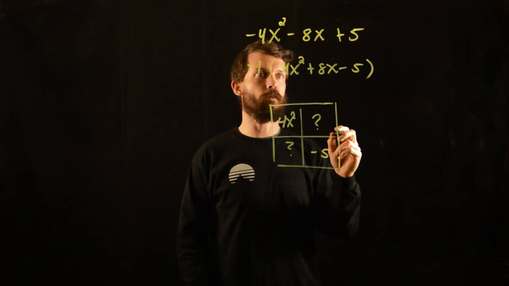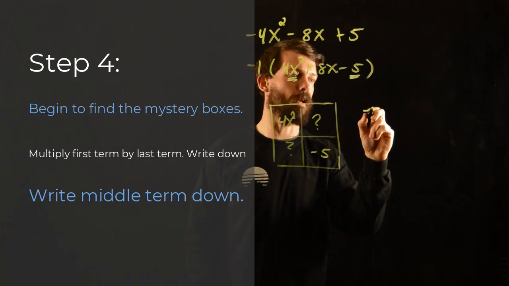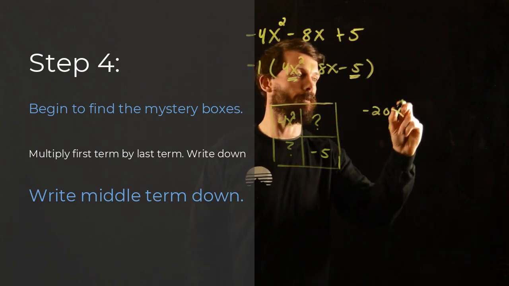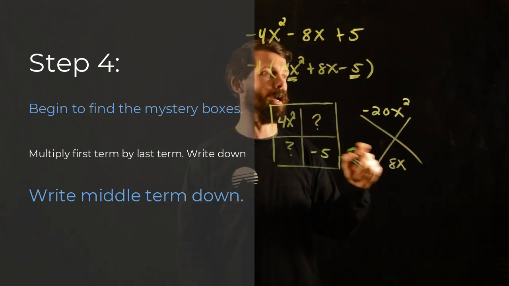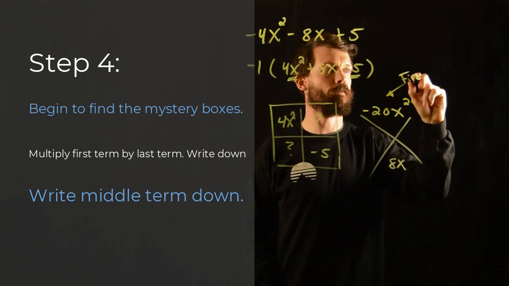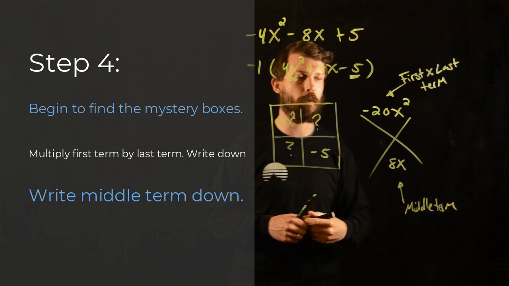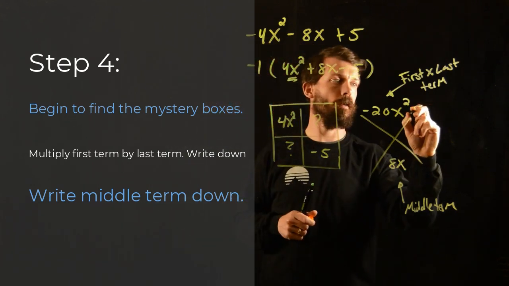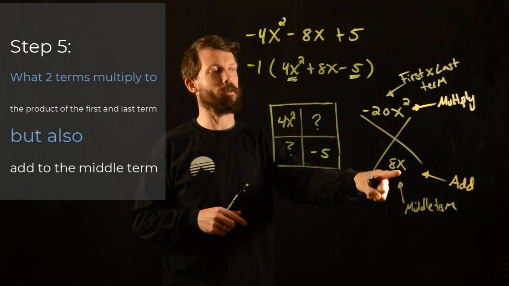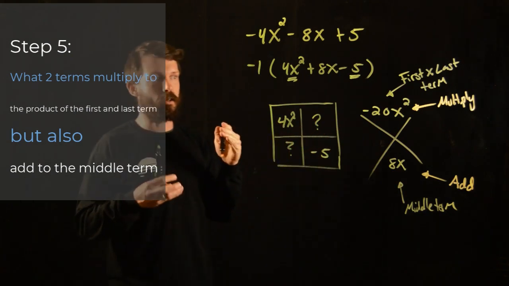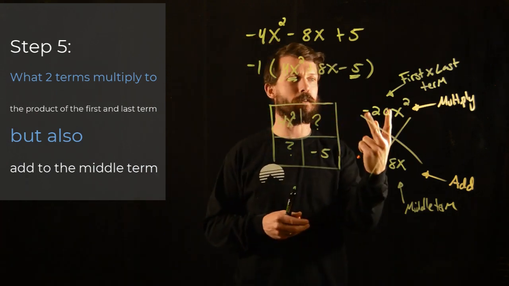So what you want to do is multiply the first term times the last term. So you get -20x squared, right? And then you don't even have to do anything, you're going to put the middle term down here. Alright, so now we have it a little bit organized. What we're going to start to think about is what multiplies to the first and last term, but also adds to the middle term. Now, you can write this out, or you can do this in your head. So we have to think about, alright, what really multiplies to -20x squared?